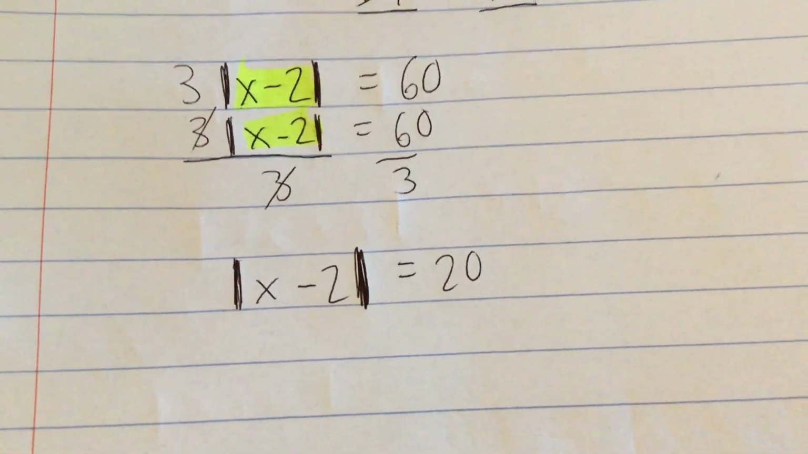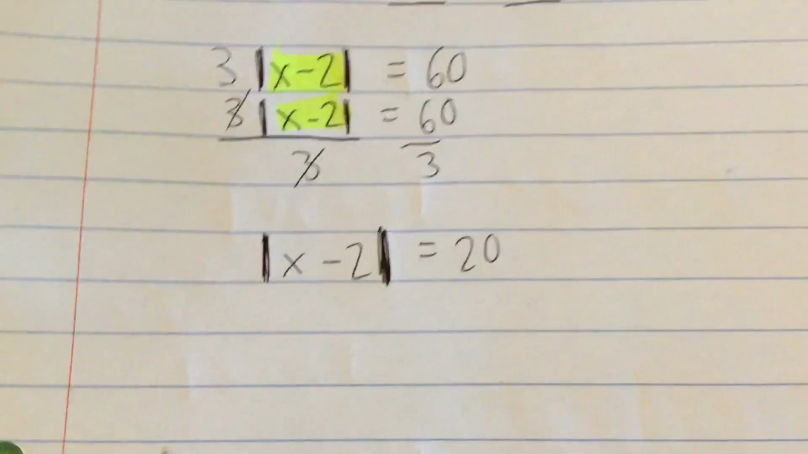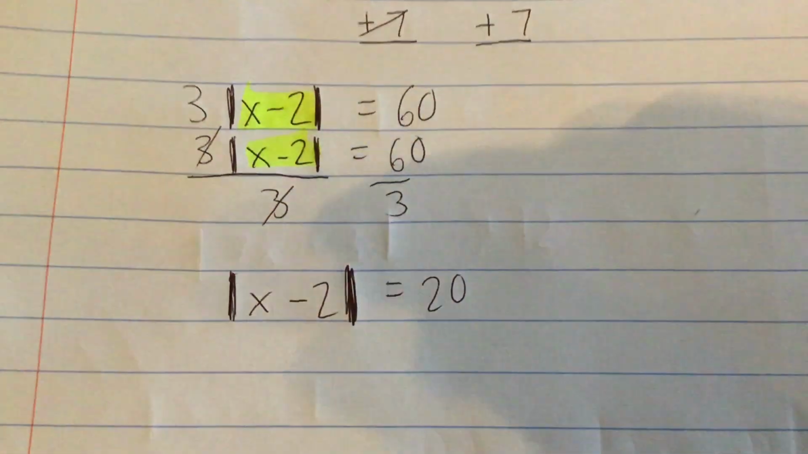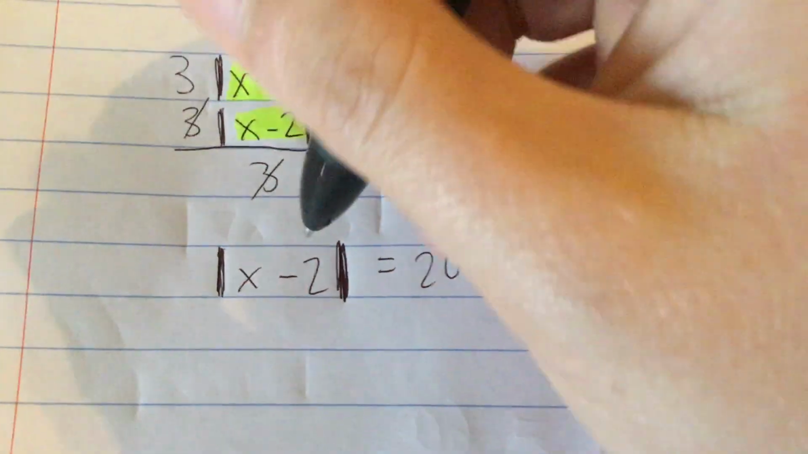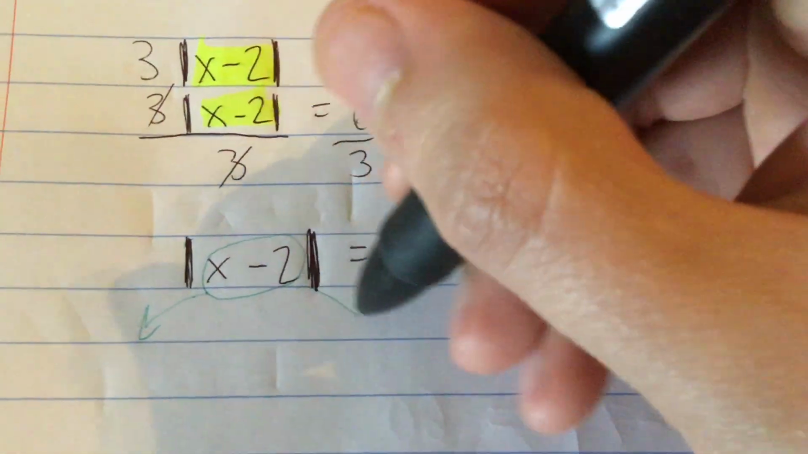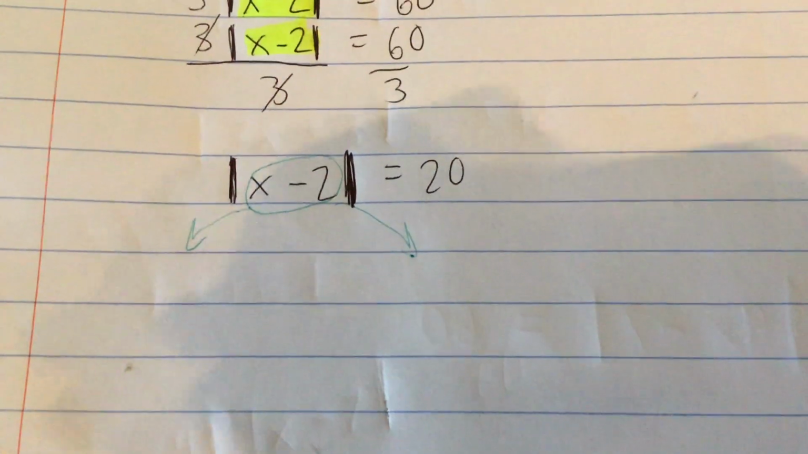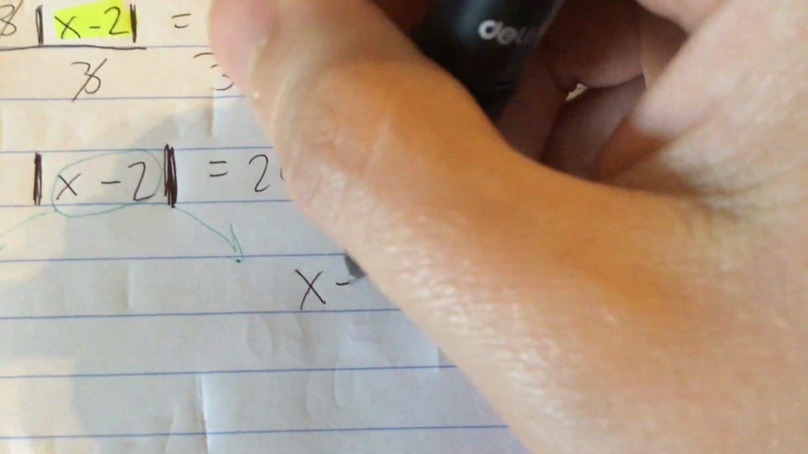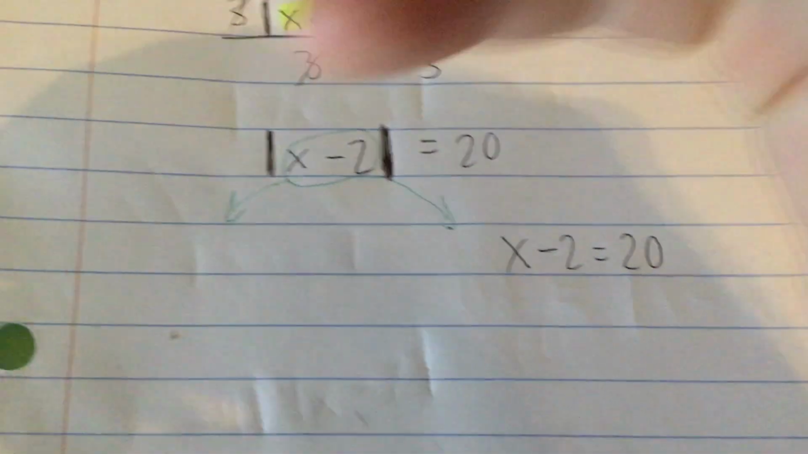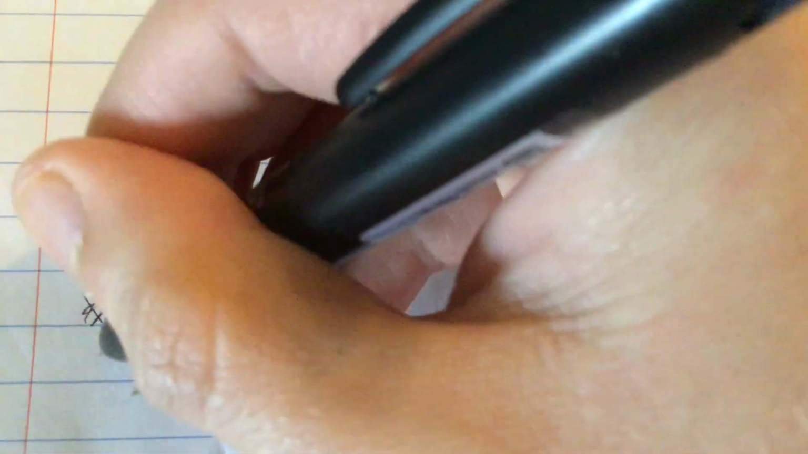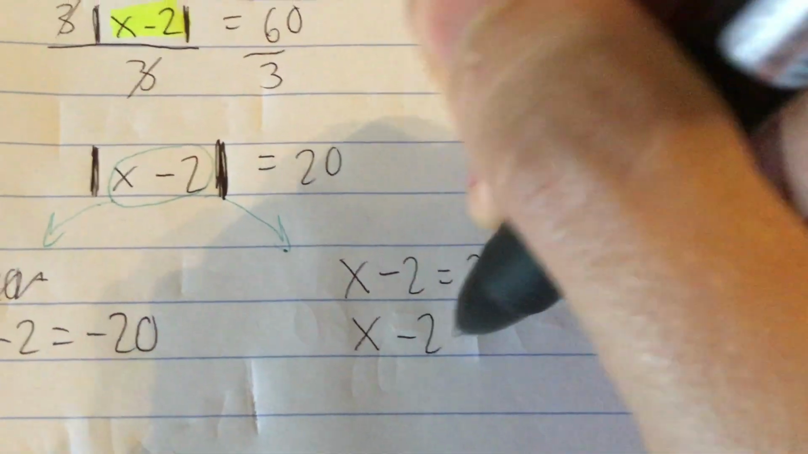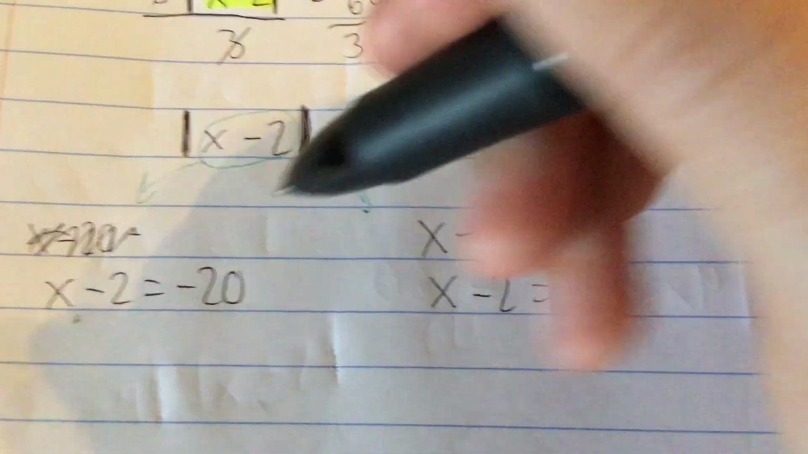Is this problem solvable? Yes, because the bars equal a positive output. So what that means is I take the inside and I'm going to split it into 2 cases. So either x minus 2 equals 20, or x minus 2 equals negative 20. So now I have to account for forwards and I have to account for backwards.